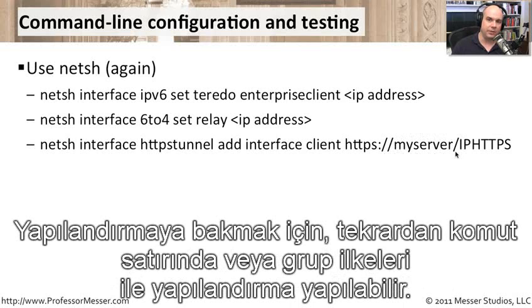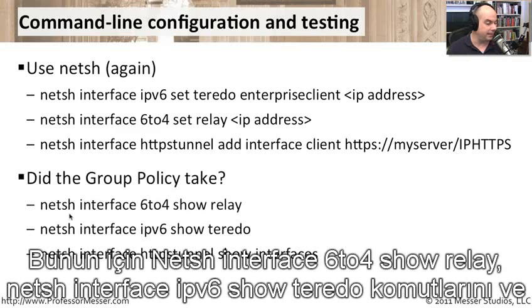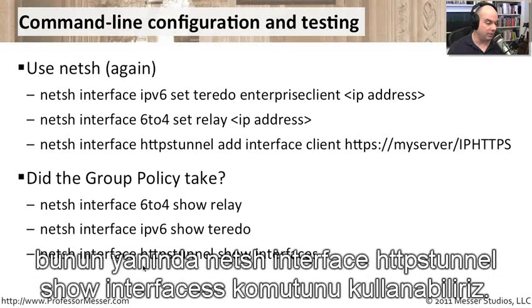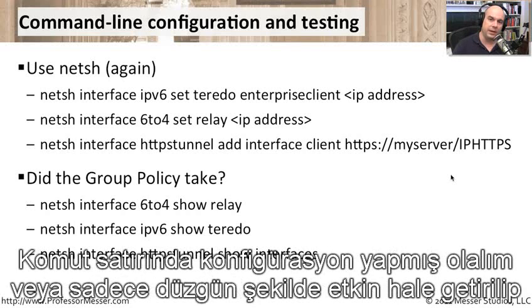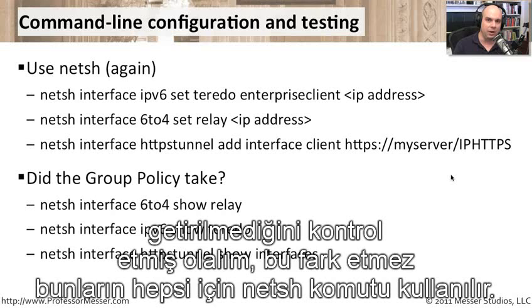To look at the configuration, which again may have been configured at the command line or by our group policy, we can look at NetSH interface 6to4 to show relay, show Teredo. We can also do an httpstunnel and show interfaces. So whether we're configuring at the command line or simply looking to see if we're enabled properly, we can do all of that using NetSH.